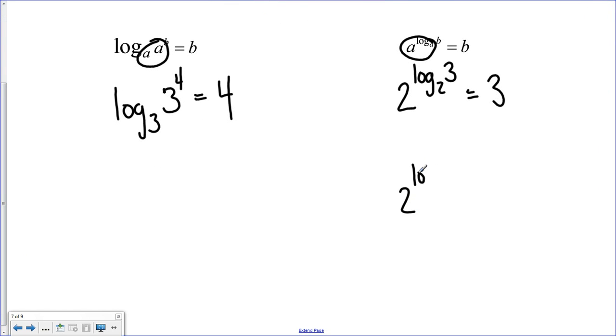Now, let's say, for example, that you have a log base that doesn't match the number. So if I try to do 2 raised to the log base 3 of 5, for example, there's not really anything I can do with that because the 2 does not match the 3. So I'm stuck with that one. It doesn't really get any simpler for me.